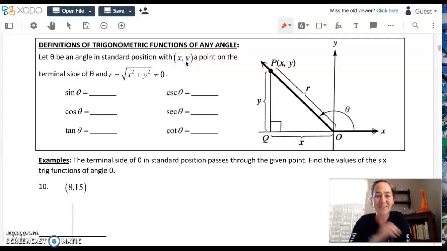Hey, it's me, Miss Wesley again, and boy, am I excited as I look at the examples in the middle of page 2 of the Trig Packet, because we are jumping straight into it today with the definitions of the 6 trig functions of any angle that you want.